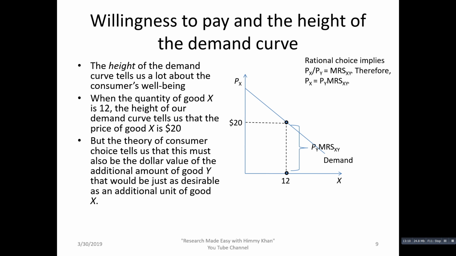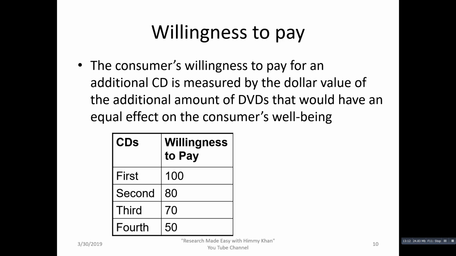Willingness to pay. The consumer's willingness to pay for an additional CD is measured by the dollar value of the additional amount of DVDs that would have an equal effect on the consumer's well-being. In this schedule, you see that the willingness to pay of the consumer for the first CD is 100, for the second it is 80, for the third it is 70, and for the fourth it is $50. So as the quantity of CDs increases, the consumer's willingness to pay for a CD is going to decrease.